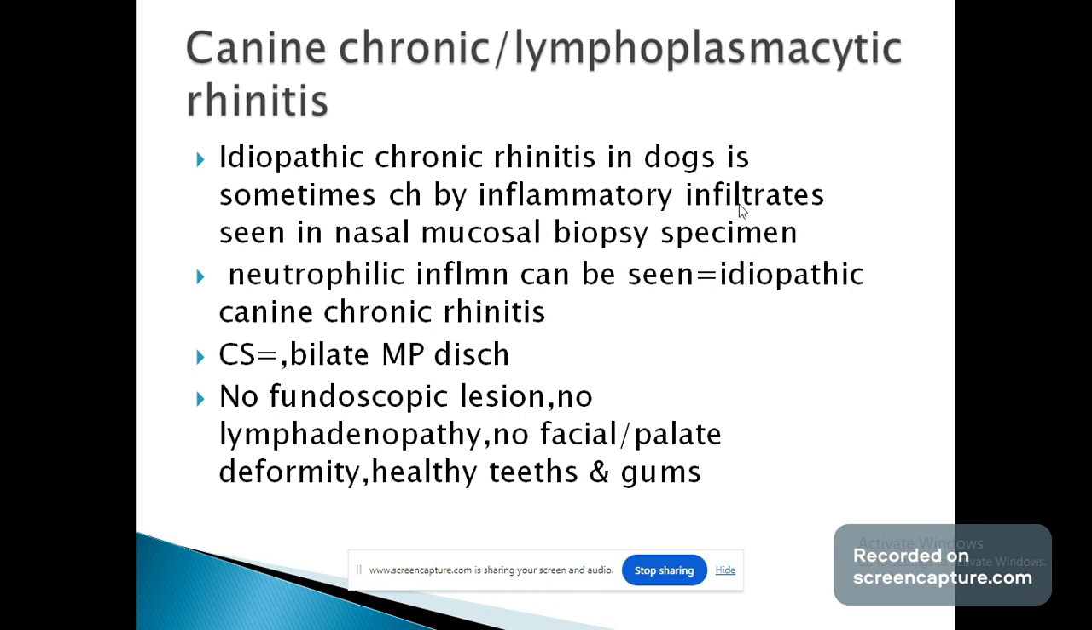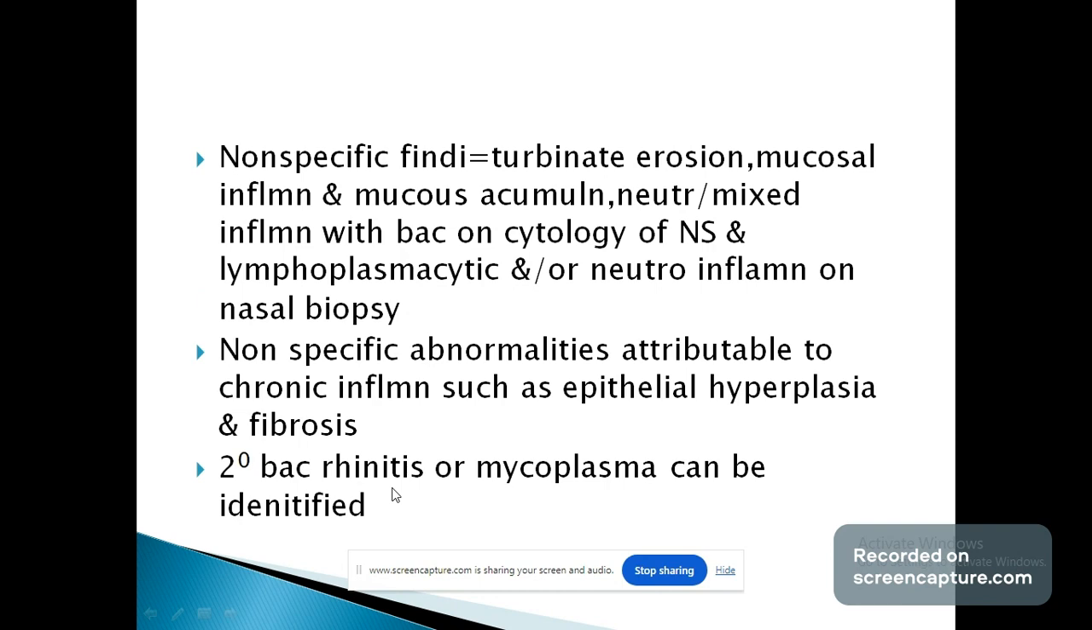It's an idiopathic chronic rhinitis, sometimes characterized by inflammatory infiltrates seen in nasal biopsy. Neutrophilic inflammation can be seen. Clinically presented as bilateral mucopurulent discharge. You observe no fundoscopic lesion, no lymphadenopathy, no facial or palate deformity. You would observe healthy teeth and gums in this disease.